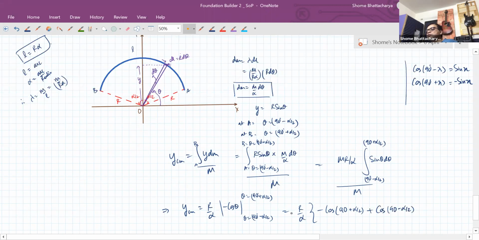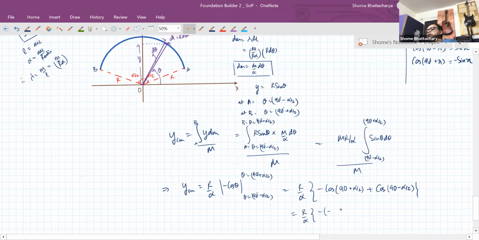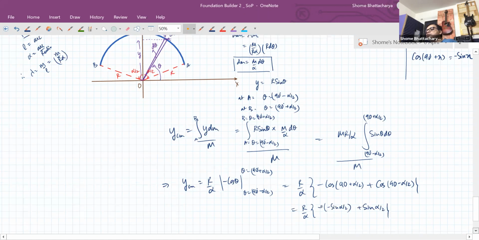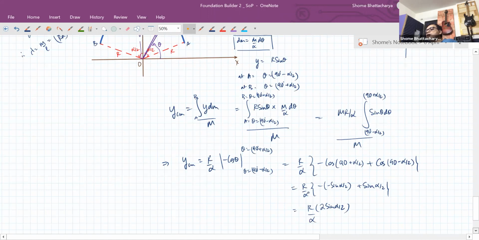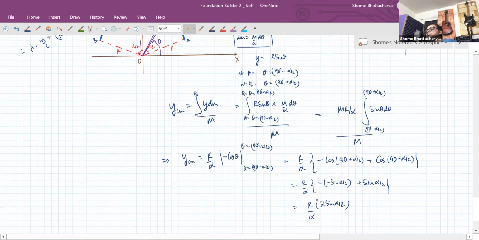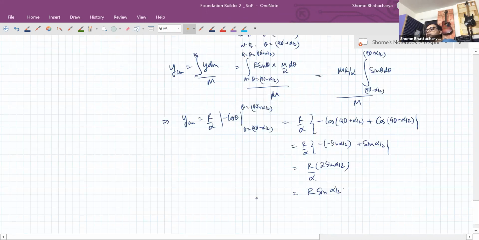So further, it becomes minus of minus sin alpha by 2 plus sin alpha by 2. So it becomes r into 2 sin alpha by 2. So the convenient way to remember this formula is that it is r into sin alpha by 2 divided by alpha by 2. And this is one of the formulae you'll have to remember directly, because this derivation is too lengthy to do in a question directly. So you have to memorize this formula.